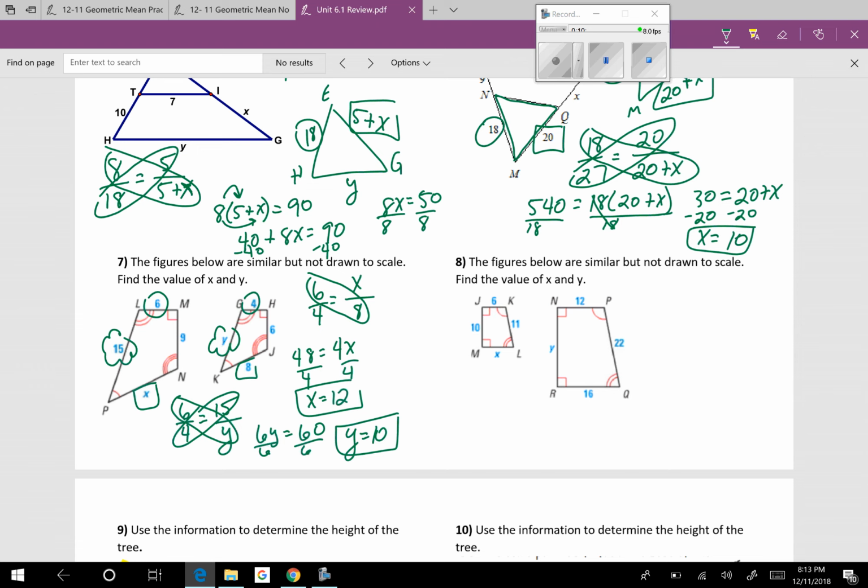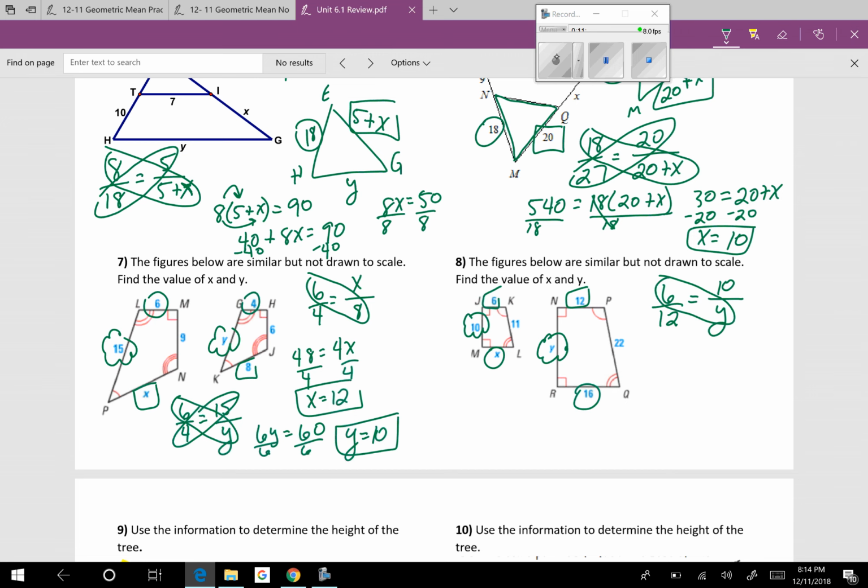Okay, number 8. The figures below are similar but not drawn to scale. Find the value of x and y. All right, so x matches with 16. Y matches with the 10. And so then we have the other sides to kind of choose. We can do 6 and 12, or we can do 11 and 22. Let's do 6 and 12. So we'll put boxes around those. So we'll do small over big. So 6 over 12. And then let's do y first. So we have 10 over y.